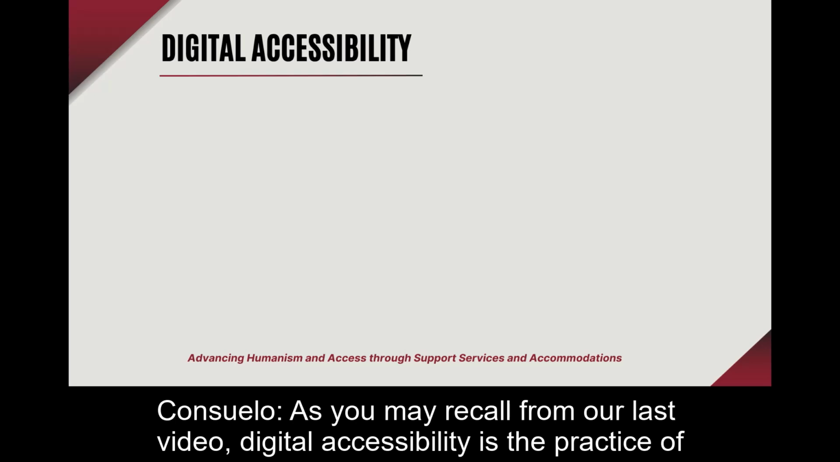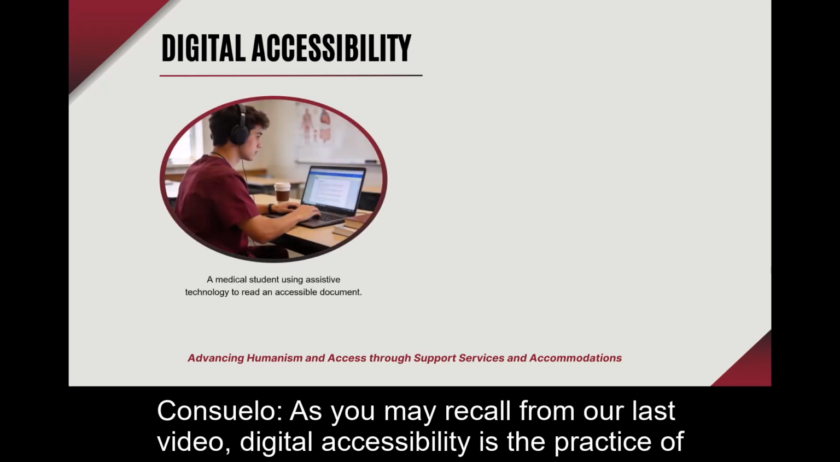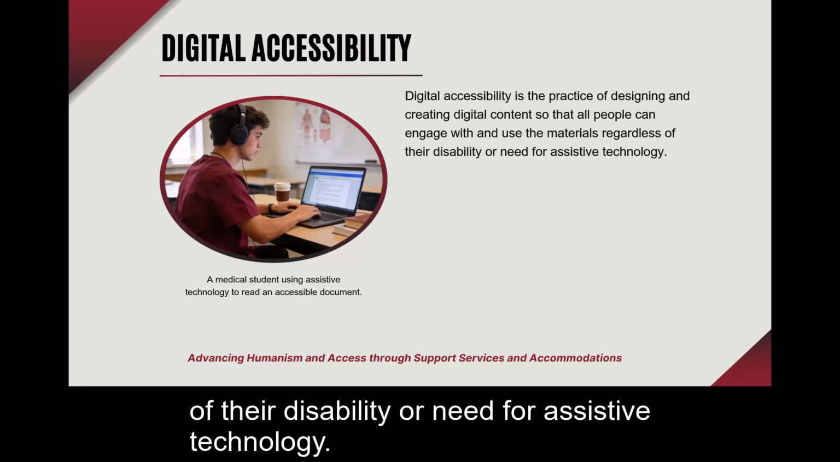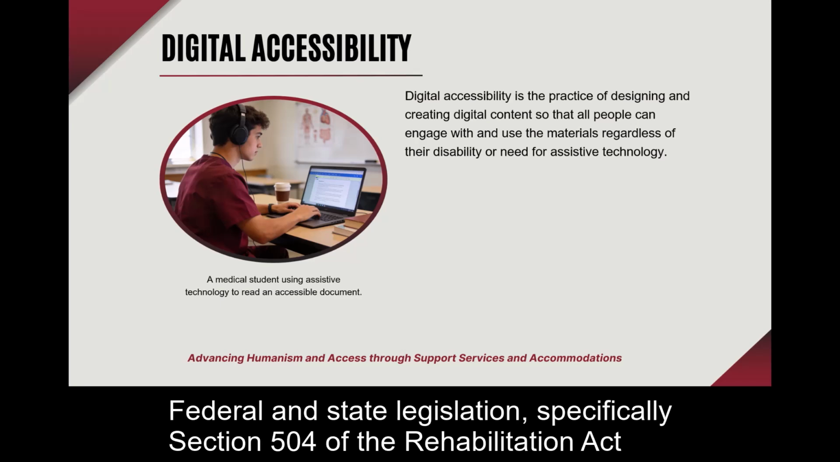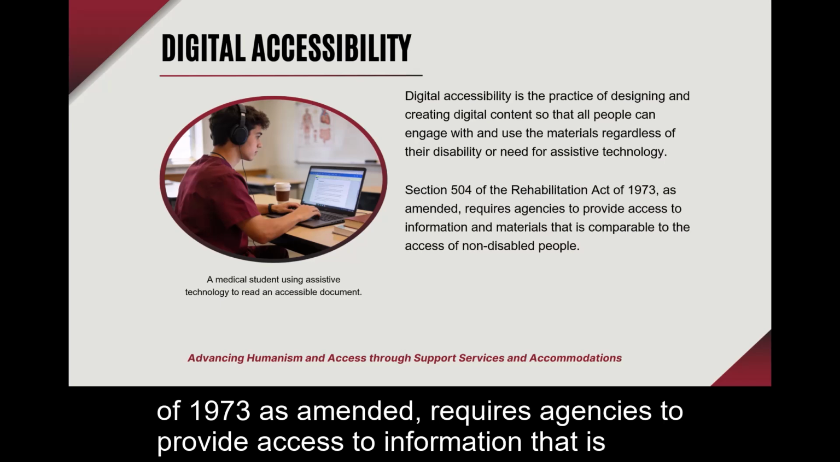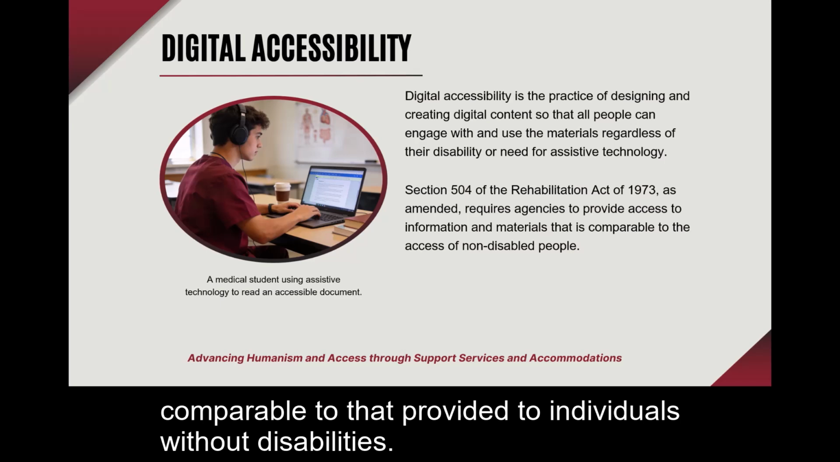As you may recall from our last video, digital accessibility is the practice of creating digital content so that all people can engage with and use the materials regardless of their disability or need for assistive technology. Federal and state legislation, specifically Section 504 of the Rehabilitation Act of 1973 as amended, requires agencies to provide access to information that is comparable to that provided to individuals without disabilities.